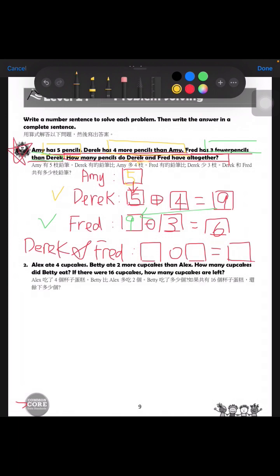So how many pencils do Derek and Fred have all together? So we take a look at the numbers that we have got. And let's see. Derek has 9 pencils and Fred has 6 pencils. So by adding them up, 9 plus 6 equals to, yes, 15.